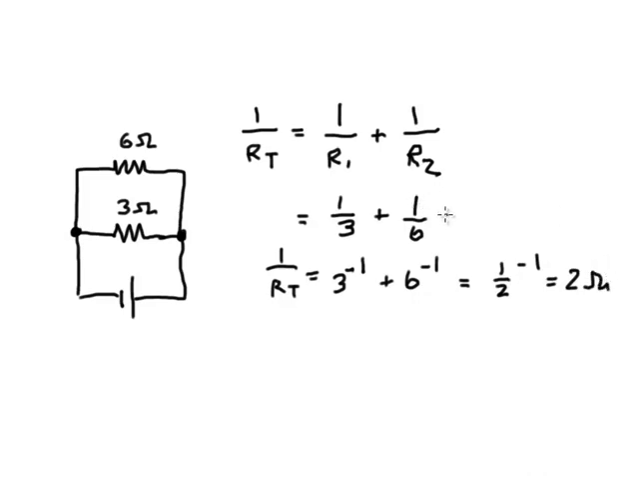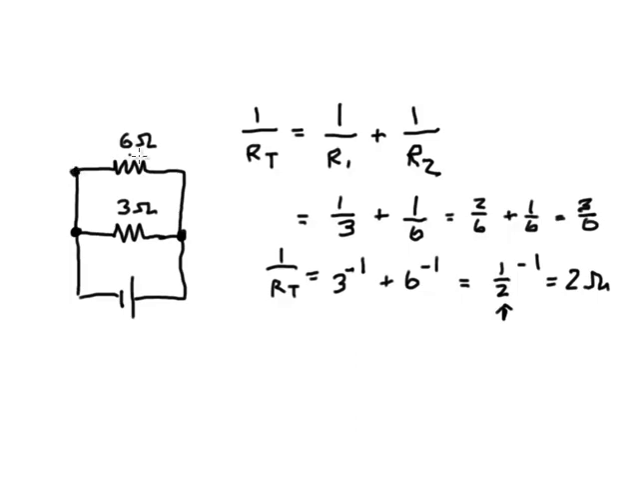Now, some of you who can do fractions pretty well will just see that the common denominator here is 6, and I basically have 2/6, that's the same as 1/3, plus 1/6, which gives me 3/6, which is the same thing as 1/2, which means that then I can take the inverse of that and get my 2 ohms. Pretty straightforward stuff. Now, of course, the question becomes, what if I have more than 2 resistors? Can I keep going? Answer is absolutely.